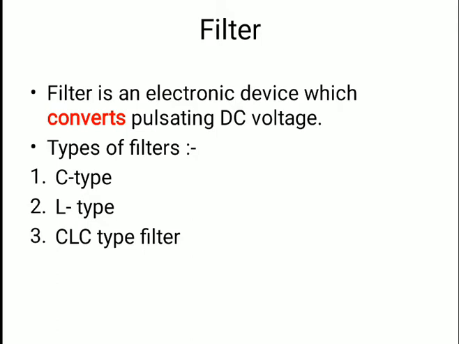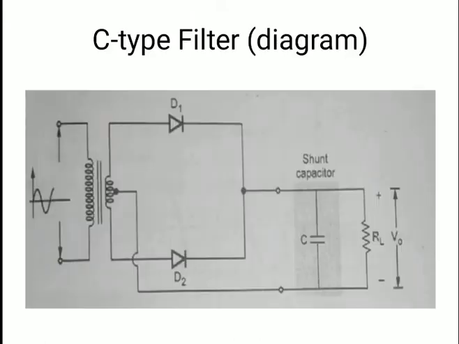What do you mean by C? C is nothing but a capacitor. And what do you mean by L? L is nothing but the inductor. So let us understand these types of filter.